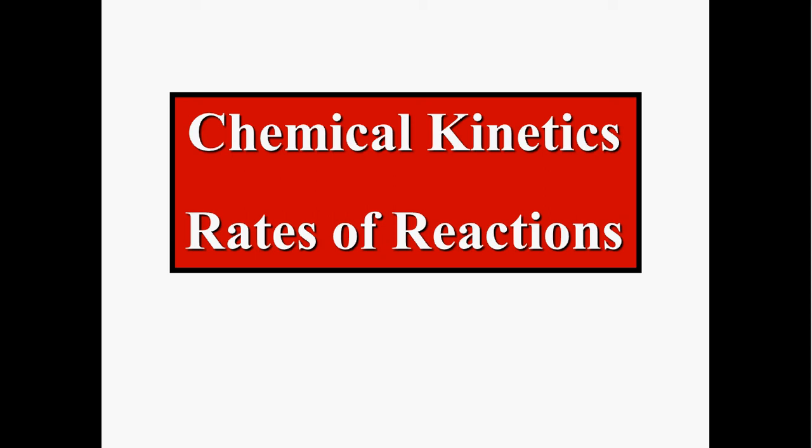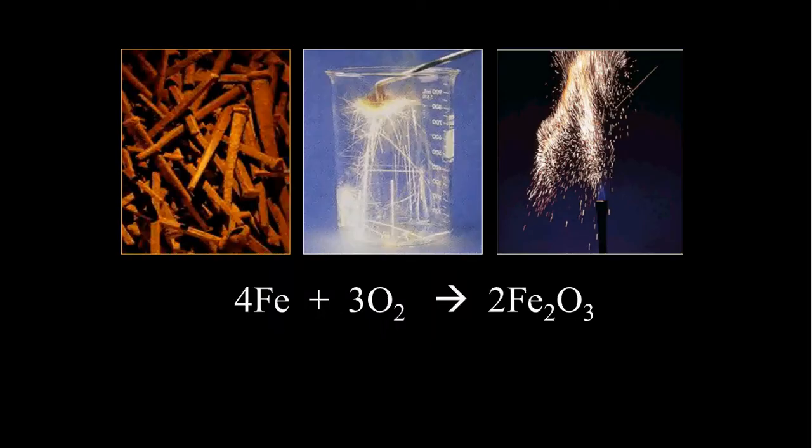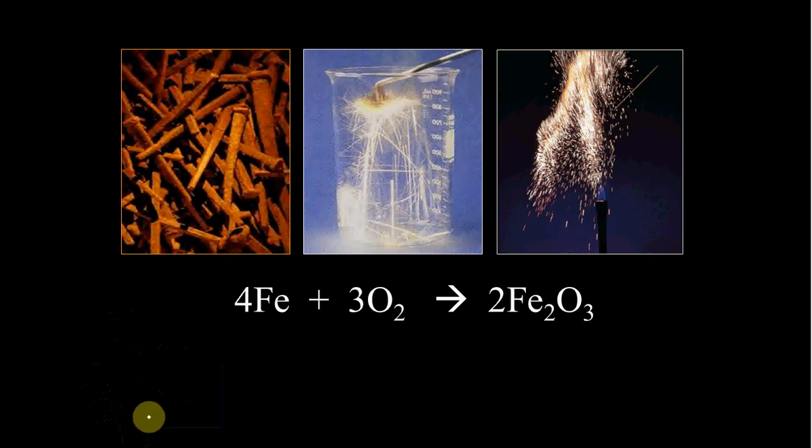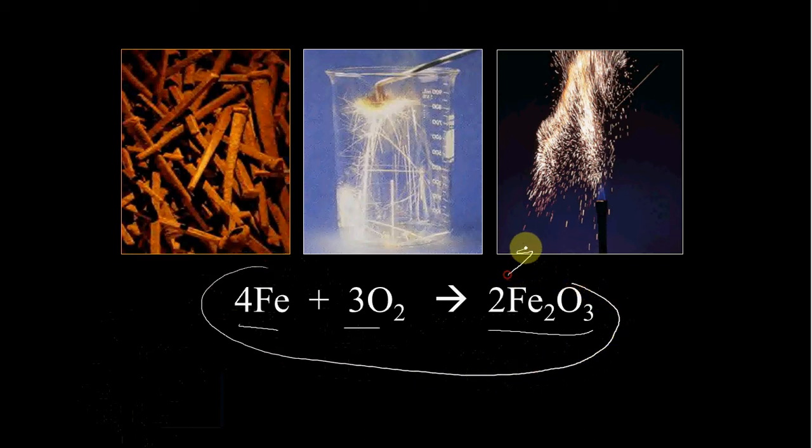Chemical kinetics is the study of rates of reaction. If you were to look at this reaction between iron and oxygen, and you looked at the basic chemistry, Fe plus O2 yields Fe2O3, the equation here describes all three scenarios that you see above. But certainly the rates of these reactions would be very different.